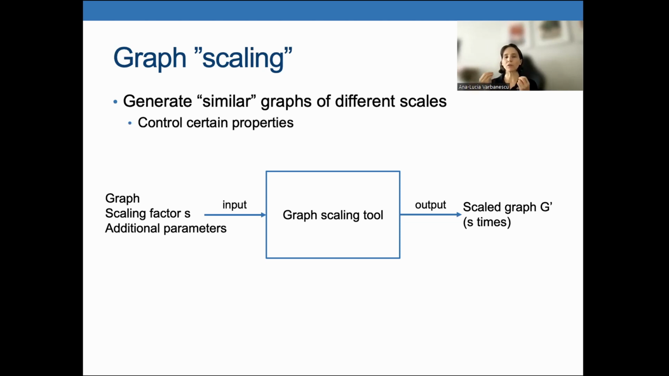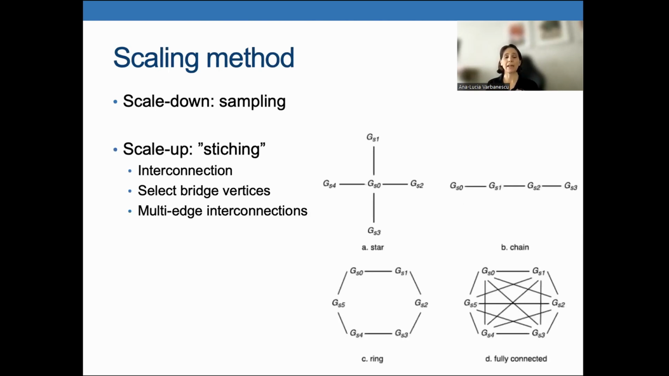So we were really looking for a method that will help us understand which features would be reduced in half when we say half the graph, such that we observe very good scaling behavior. So to do that, we came up with a very simple method of scaling graphs, namely scaling down by using sampling, and scaling up by using stitching. So what does that mean?